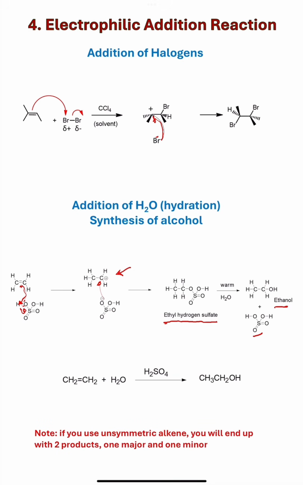Note that if you use an unsymmetric alkene, you will end up with two products, as we've seen with hydrogen chloride when it was added to the alkenes.